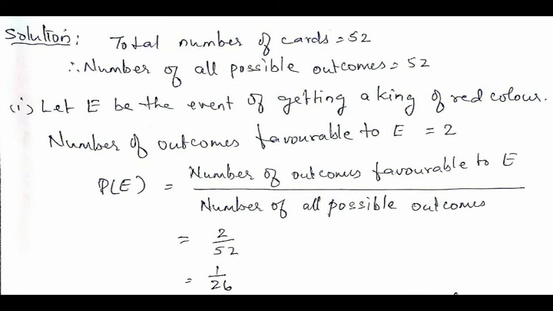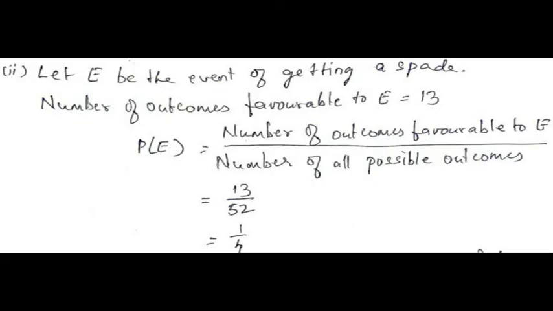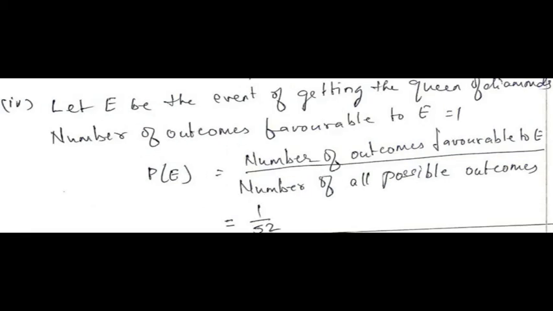So, how many kings of red color are there? There are altogether 2. Therefore, probability is 2 upon 52 or 1 upon 26. How many spades are there? 13. Therefore, probability is 1 upon 4. How many queens of diamonds are there? Only 1. And therefore, probability is 1 upon 52.